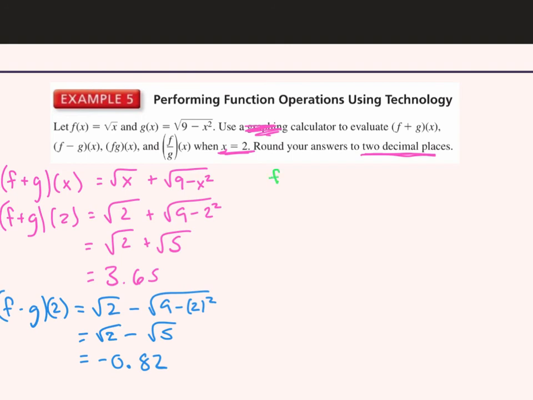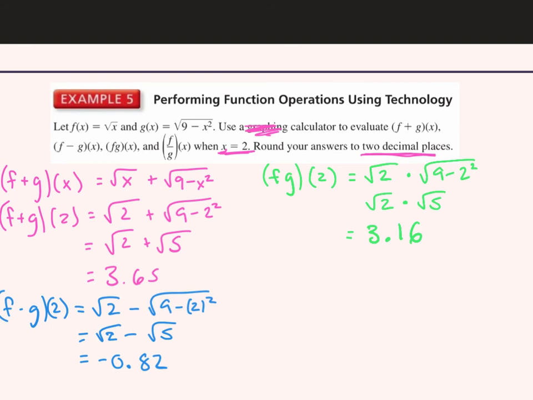Now we need to multiply. So f times g of 2. So the square root of 2 times the square root of 9 minus 2 squared. So the square root of 2 times the square root of 5. What do we get? 3.16.